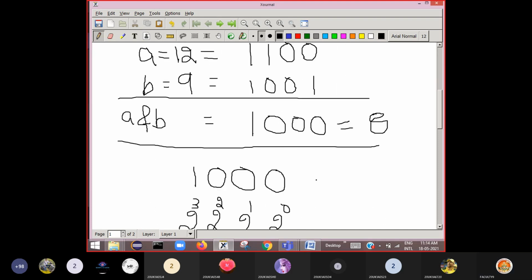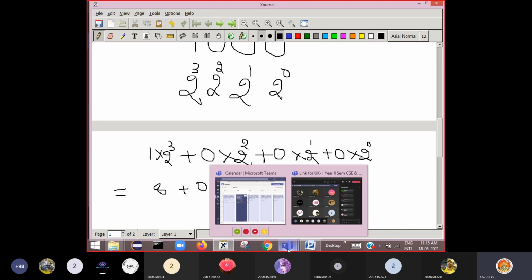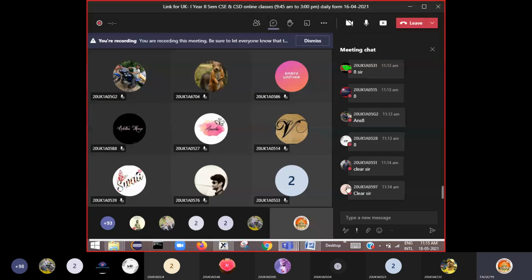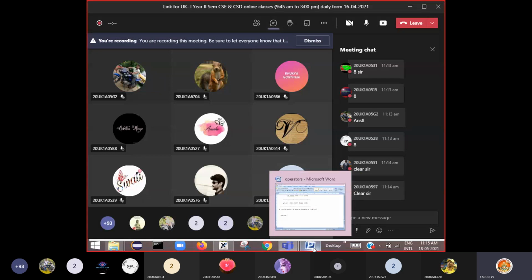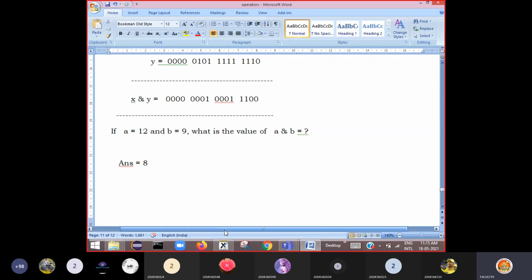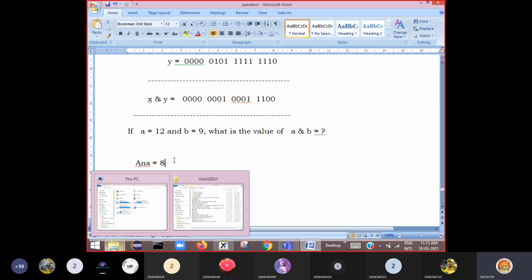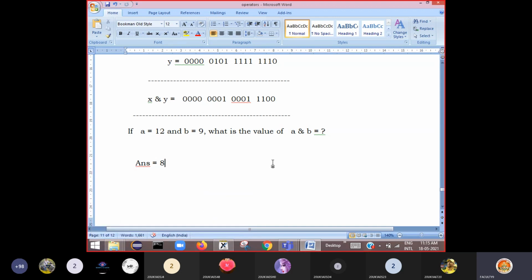Clear? Right. This is how the bitwise AND operation is performed. So if some question is given in this form, you should find out the equivalent binary representation and perform the binary AND operation, and the result you will get immediately.